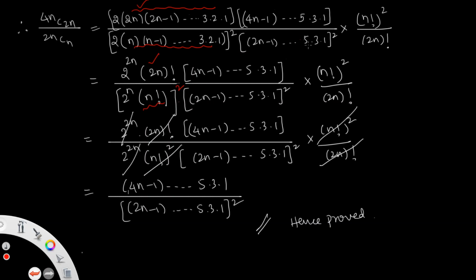In this, don't touch these two terms. So that is why we have 2n factorial here. This is n factorial, but here 2 power n whole square means 2 power 2n. This n factorial means n factorial whole square. Then you get 2n factorial here. That will cancel, n factorial whole square gets cancelled, and 2 power 2n will get cancelled. Then you get the odd terms, that is 4n minus 1 of 531 by 2n minus 1 into 531 whole square. This is a very important question. Then hence proved. You practice well again.